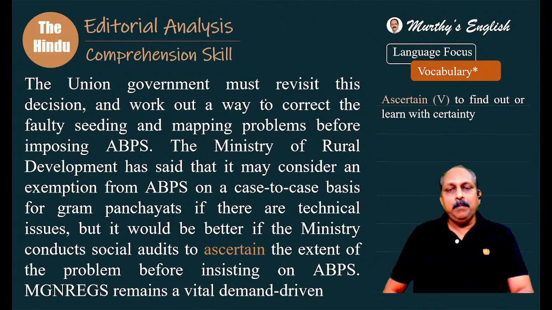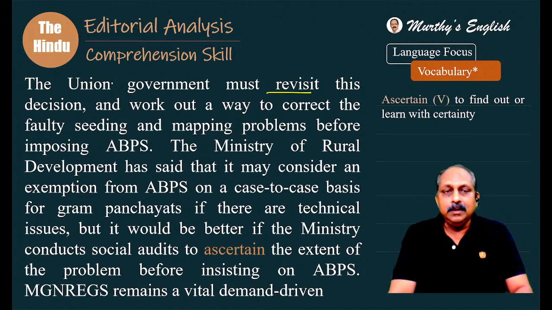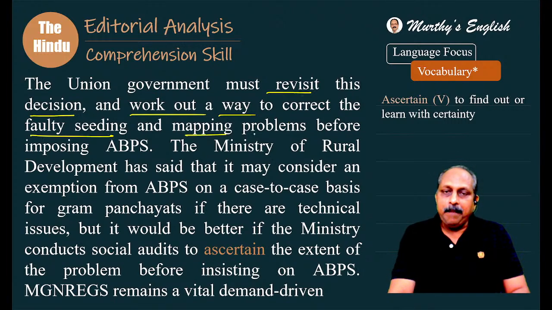The union government must revisit. What is the solution based on the editorial? The union government must revisit this decision, means they have to consider, contemplate, introspect, and look at it again from a different perspective and work out, come up with a solution. Work out has two or three meanings. In this context, find a solution. Work out a way to correct the faulty seeding and mapping problems before imposing ABPS.